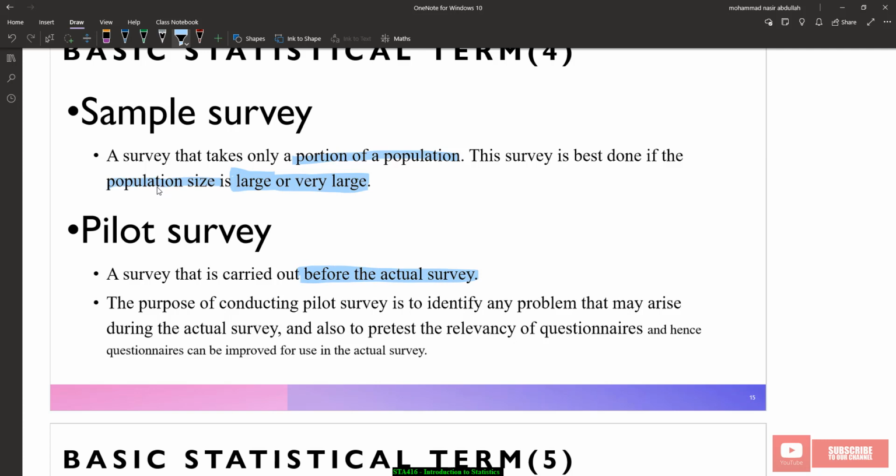So before we do the actual survey for our target population, let's say we design a questionnaire. So you design a new questionnaire or you adapt a questionnaire, it's the same. You need to test whether the questionnaire is reliable and valid for your targeted population.